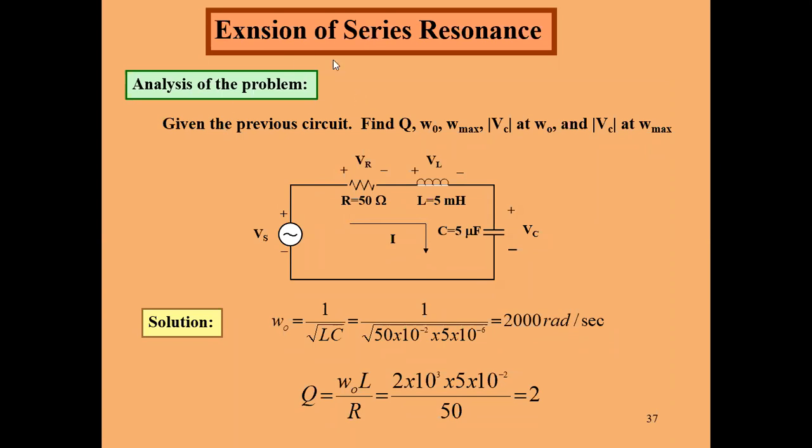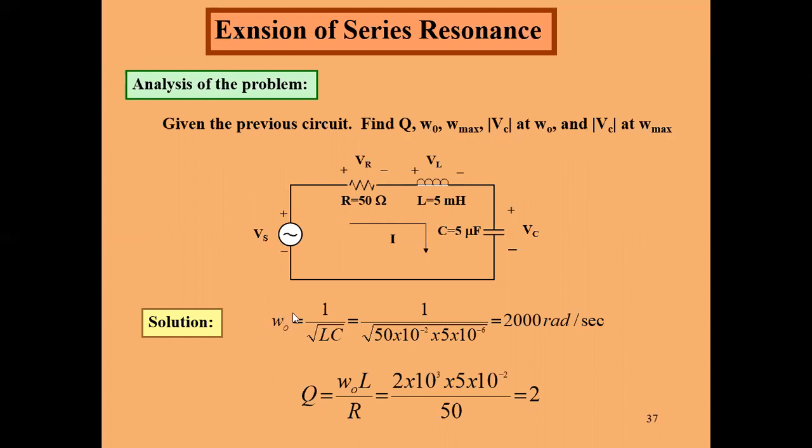So here we also have one problem. Given the previous circuit, find Q if omega 0 and omega max at Vc. Here we have to find the values of the resonant frequency omega 0, omega 0 at Vc max, and omega at Vc max.